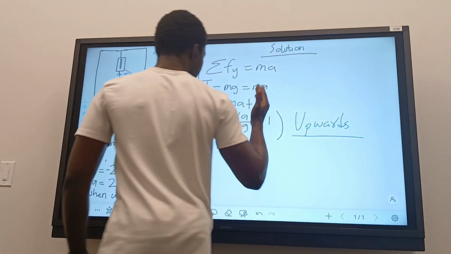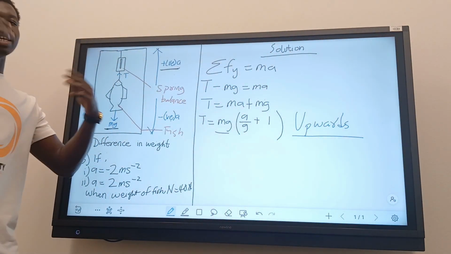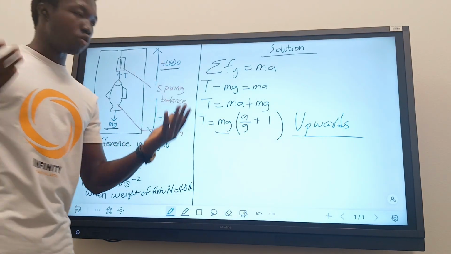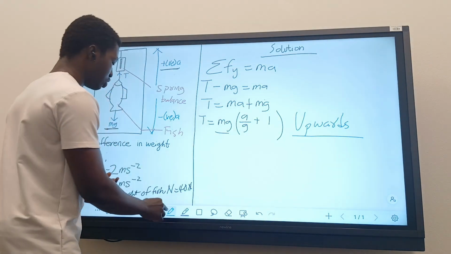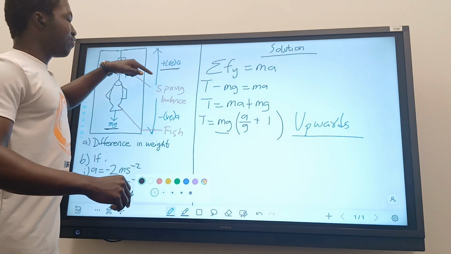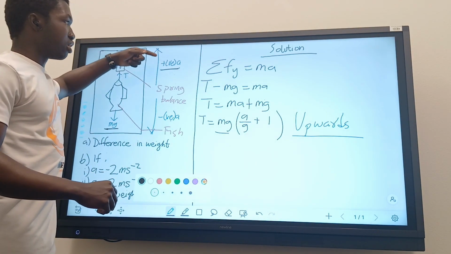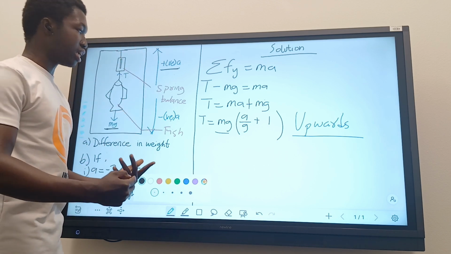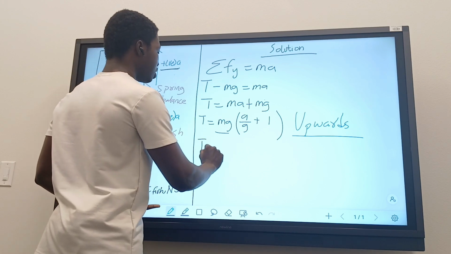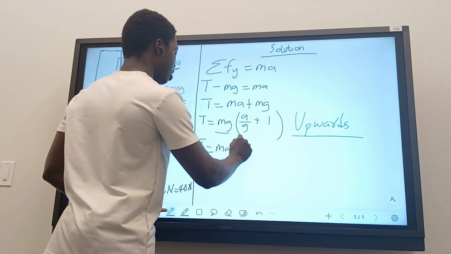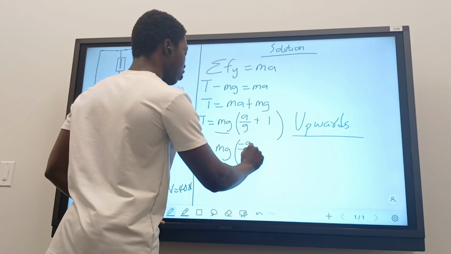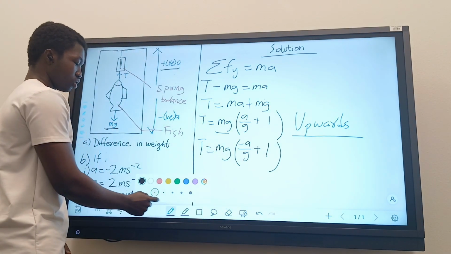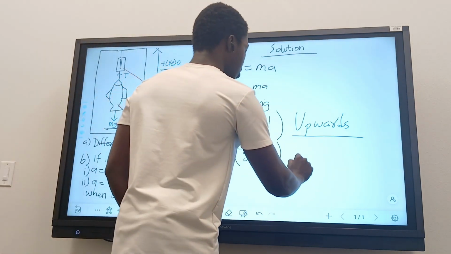Now, since we have this equation, we don't need to solve again for the second case, if the elevator moves downwards, because here we can deduce that if the elevator moves upwards, acceleration is positive, and if the elevator moves downwards, acceleration is what? Negative. So we'll have the formula T is equal to mg into bracket minus a over g plus 1. Hope you are following. So here, the motion is what? Downwards.